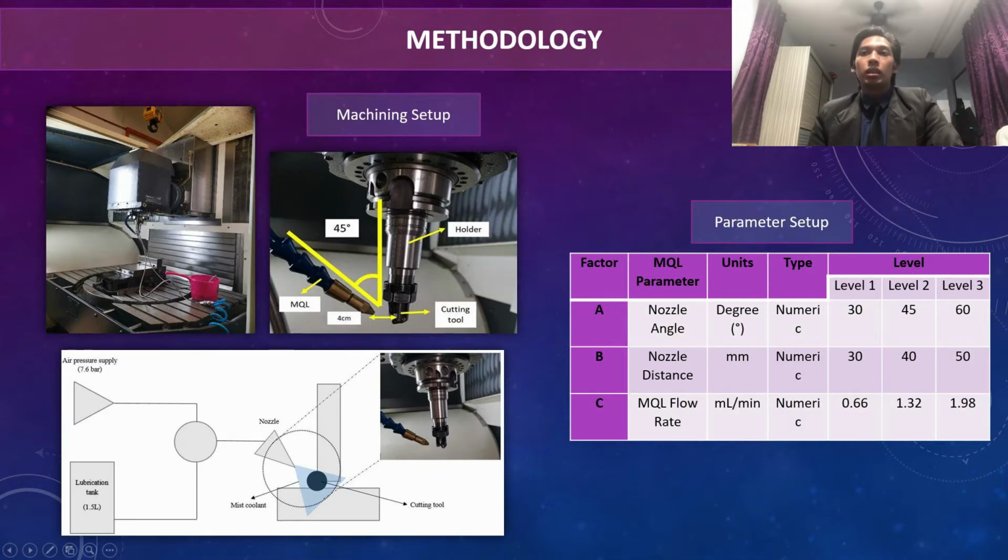Then this is our parameter setup table for the experiment. As we can see, we have 30 degree, 45 degree and 60 degree nozzle angles. For the nozzle distance from the workpiece, we have 30 mm, 40 mm and 50 mm. For the MQL flow rate, we have 0.66 milliliter per minute, 1.32 milliliter per minute, and lastly 1.98 milliliter per minute.